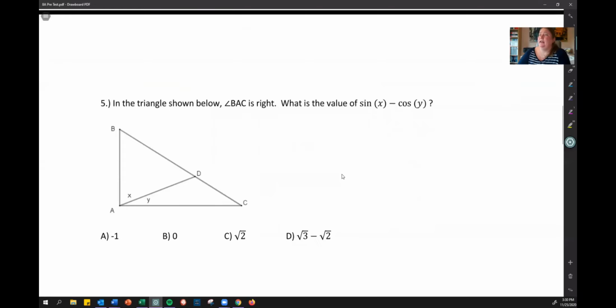Here it is in the triangle below, angle BAC is right. I'm going to make sure I mark that. What is the value of sine of x minus cosine of y? I think one way to do this, the second best way, I'll show you the shortcut in a minute, but the second best way is just by number picking.